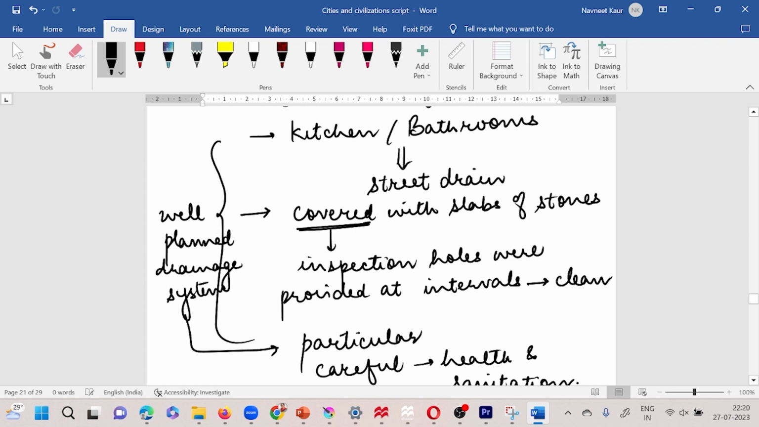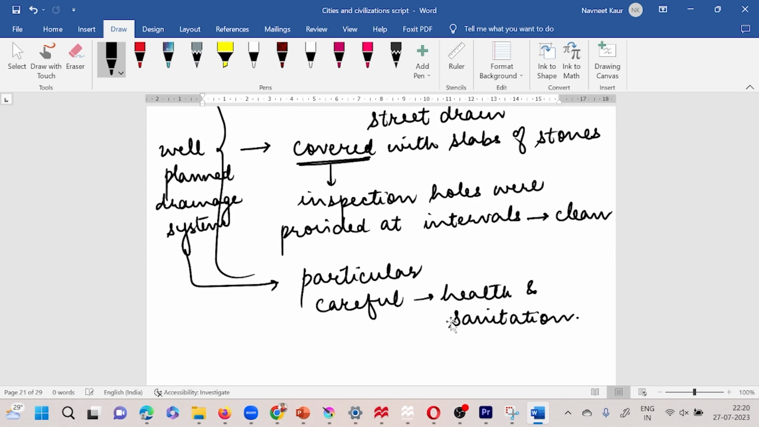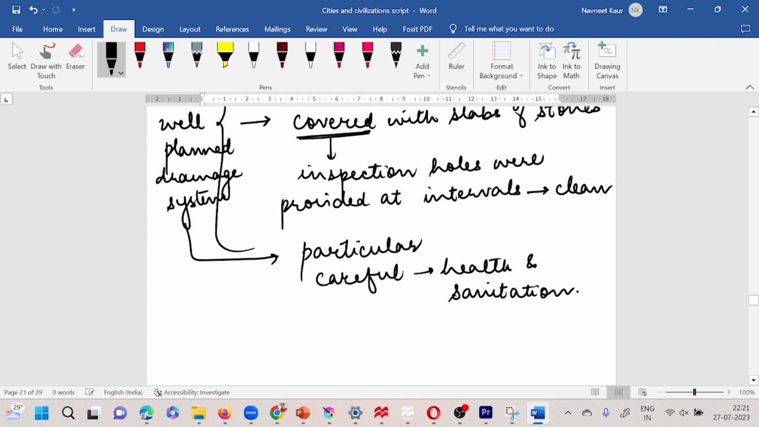The street drains were covered with slabs of stones that could be removed to clean them. Since the drains were covered, inspection holes were provided at intervals to clean them. Such a well-planned drainage system tells us that the Indus Valley people were particular and careful about health and sanitation.